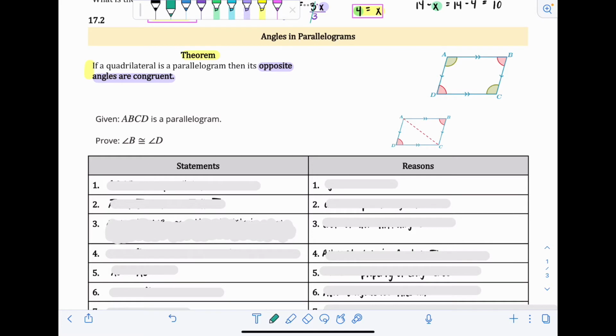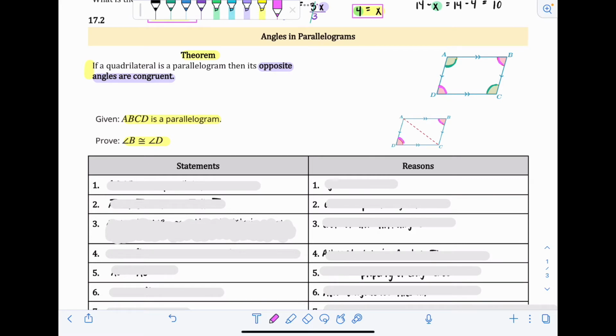So from the graphic on the right, the opposite angles are angle A and angle C. Those would be congruent in a parallelogram. And then angle B and angle D would be congruent in a parallelogram as well. So we're going to go ahead and prove that. In the proof below, given that ABCD is a parallelogram, we want to prove that angle B is congruent to angle D. So angle B right here and angle D right here.